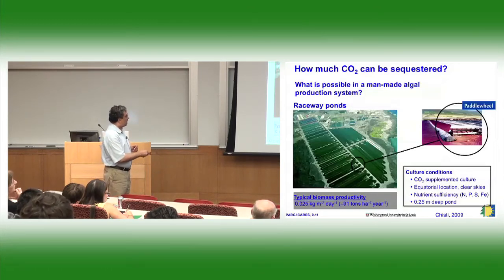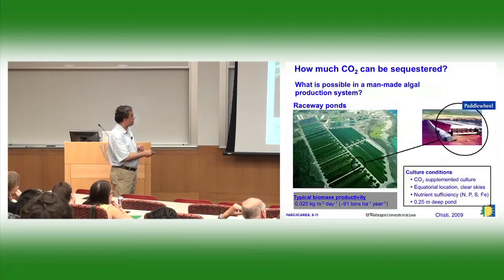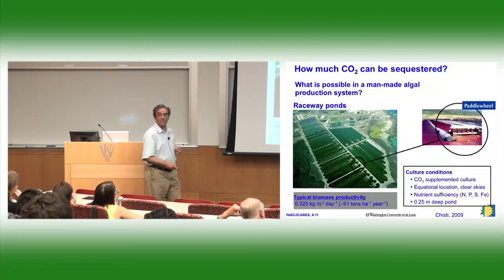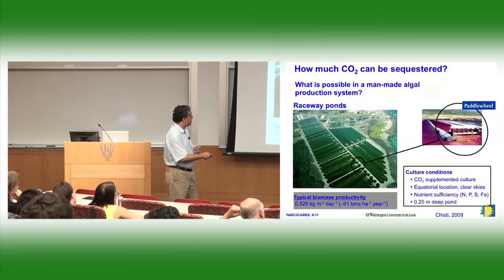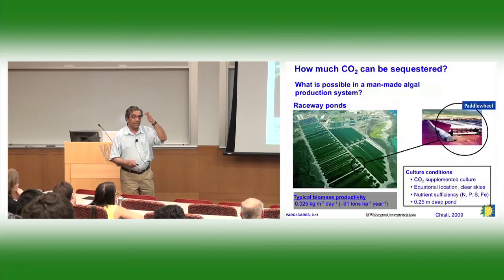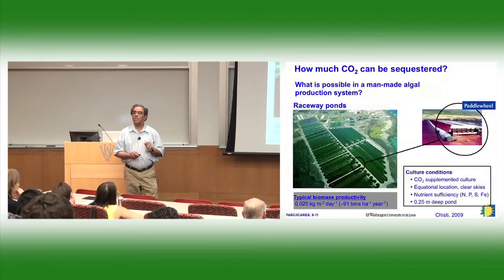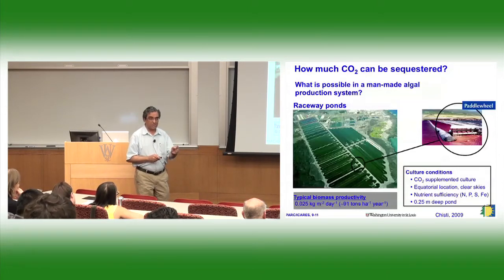So culture conditions are important. Carbon dioxide supplemented culture from point sources. Equatorial location, clear skies, lots of sunlight. Nutrient sufficiency, you have to have these things. And in the studies being made in this Department of Energy and Environmental Chemical Engineering, it has been found that some of these elements are extremely important. They are expensive and also important for the growth of algae.